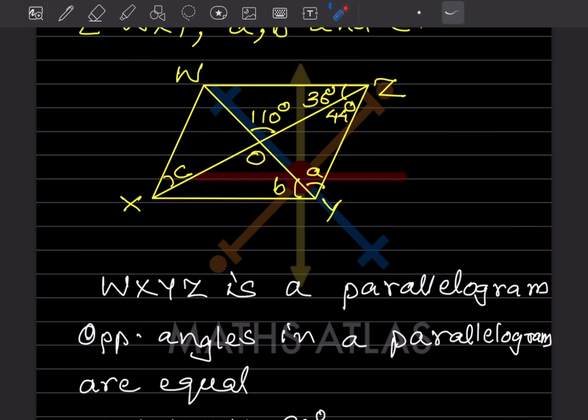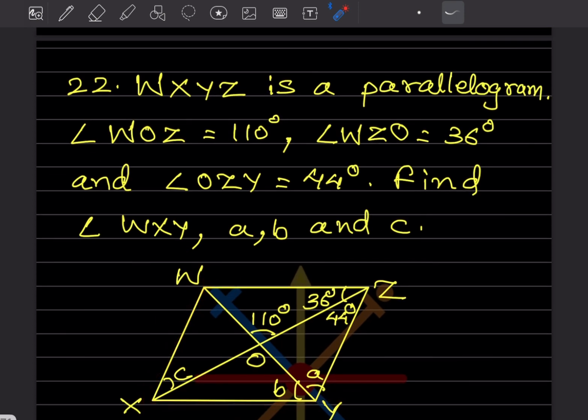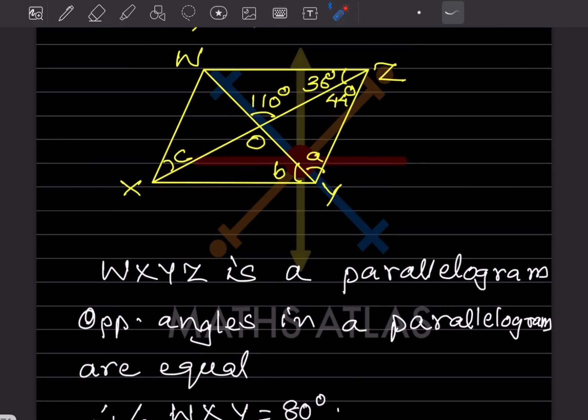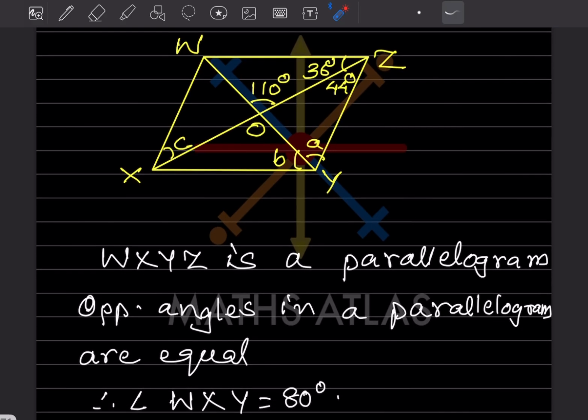Now we want angle WXY. This angle is already given. This angle should be equal to this one, so it is going to be 36 plus 44, which is 80. So this whole WXY angle should be 80. Hope this is clear from this figure.